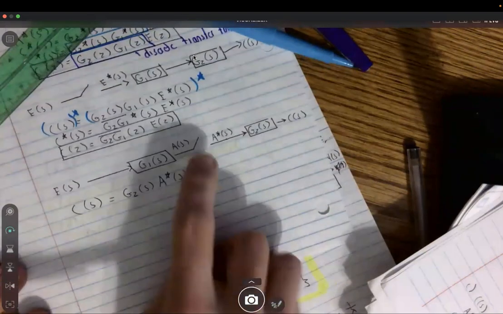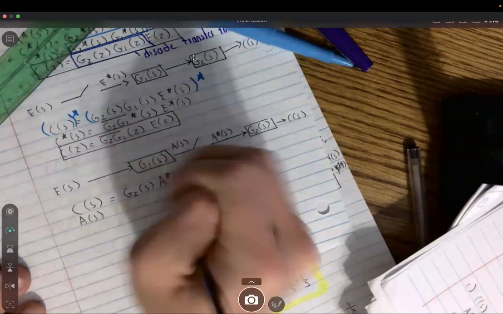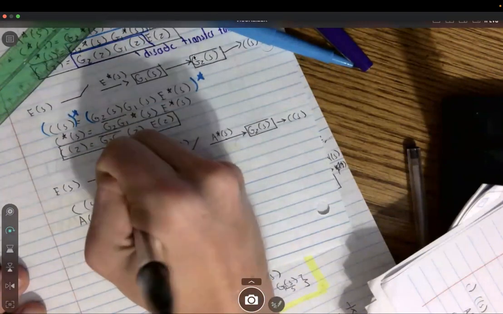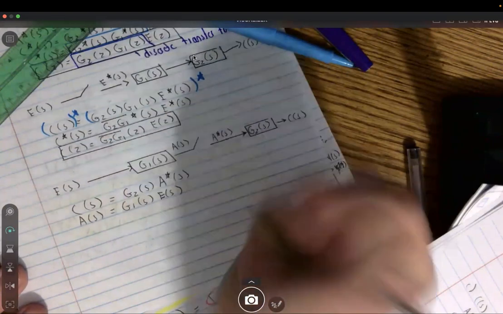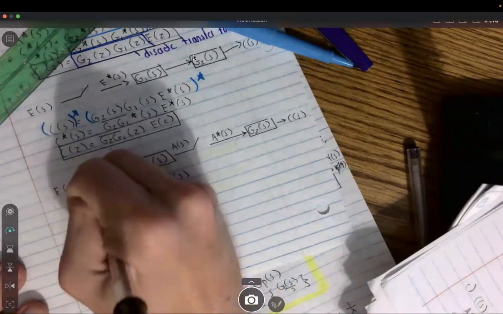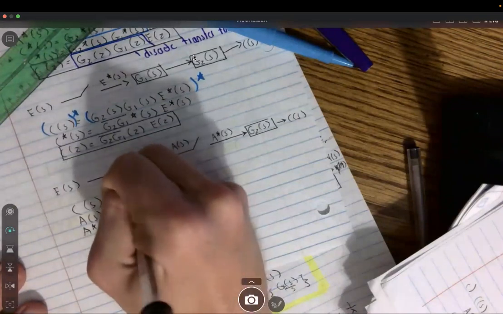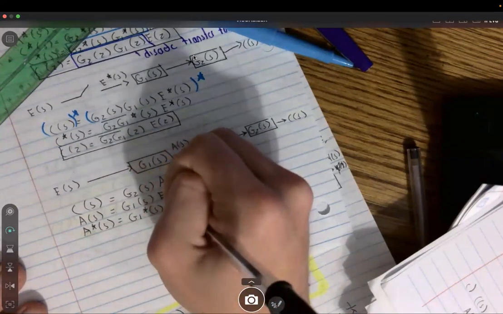Now, we need to form an equation for the input to the switch, and notice that stuff comes before it. So A of S is equal to G1 of S times E of S. Now, taking the star transform, A star of S is equal to G1 star of S times E.